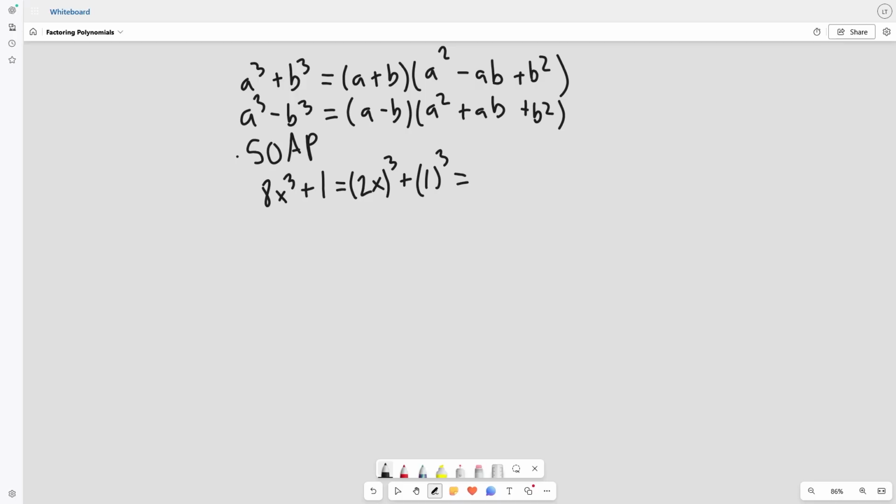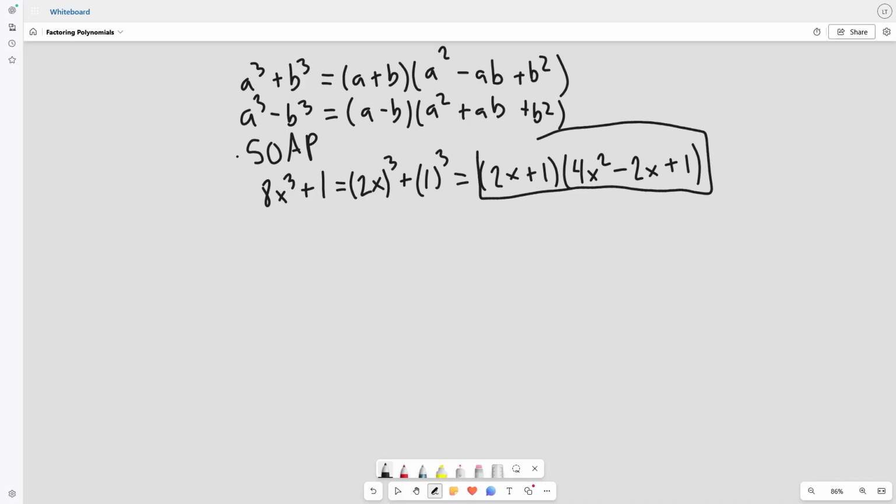Plugging this into the formula, we have our a plus our b. We have our a squared, 2x squared, is 4x squared, minus our a times our b. We have 2x and then plus our b squared. So this right here is all factored.